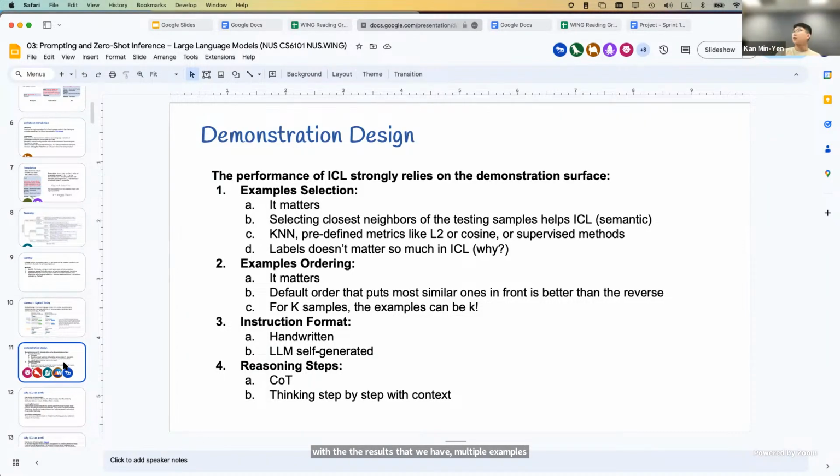For the instruction format and reasoning step, I will not talk about them. Later you will hear the presentation about chain of thought. I think it will answer some of your questions.